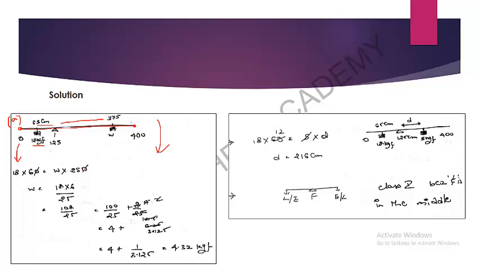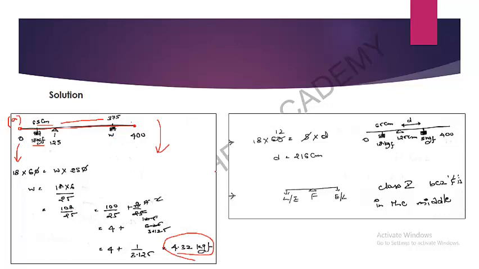So W into 250 centimeters. When I solve for W, I would get 18 times 6 divided by 25, which would be 4.32 kgf. That means the weight W must be 4.32 kgf.